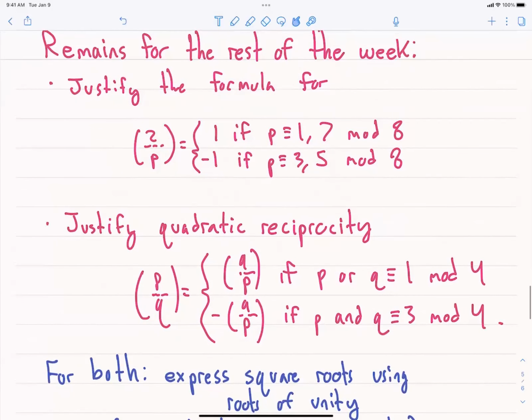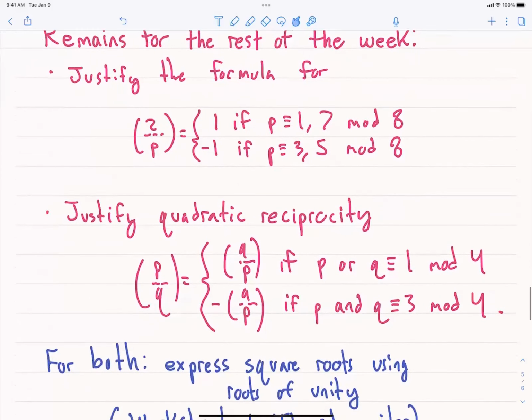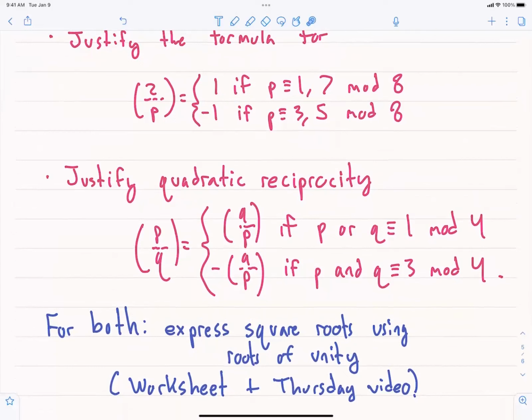The way you do this is a little bit surprising, at least the first time you see it. Maybe always. There are many proofs of these rules, but what it boils down to is you want to express square roots in terms of something else. You want to express square roots using roots of unity. Roots of unity are roots of the equation x to the n minus 1, whereas a square root is a root of x squared minus d. So you want to express roots of a polynomial that looks like x squared minus d in terms of roots of polynomials that look like x to the n minus 1.